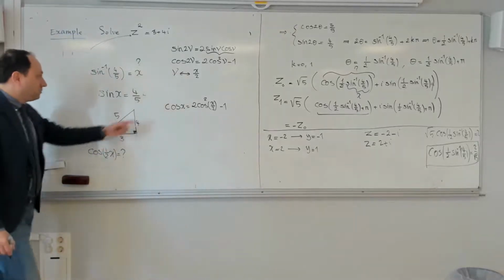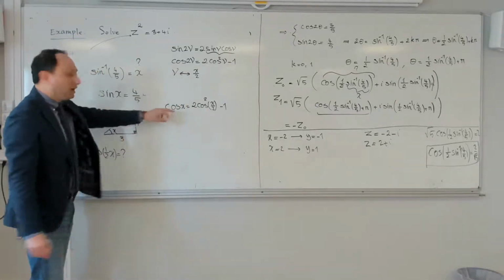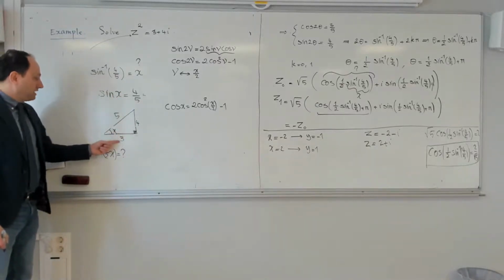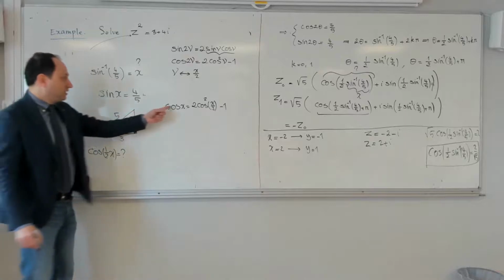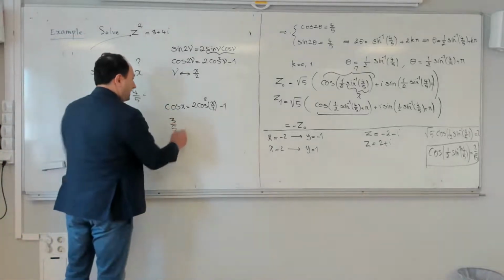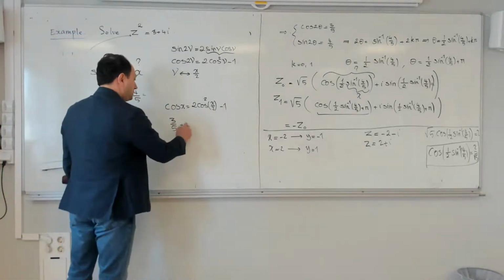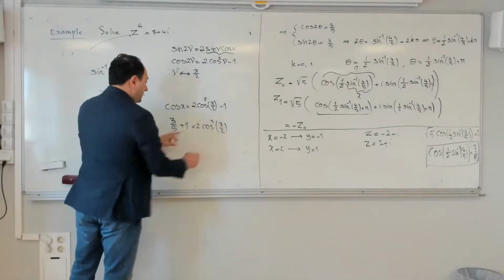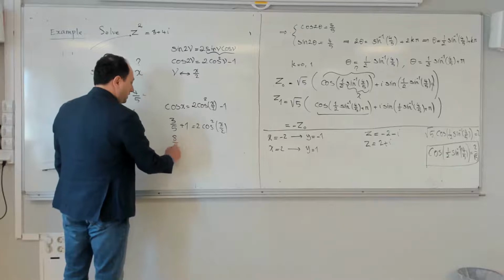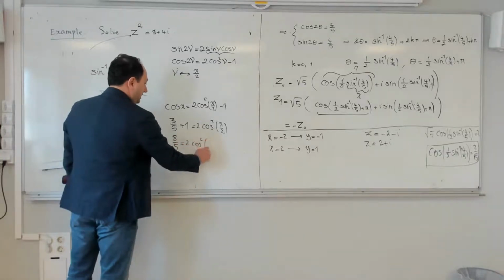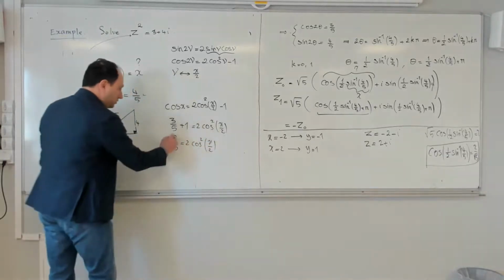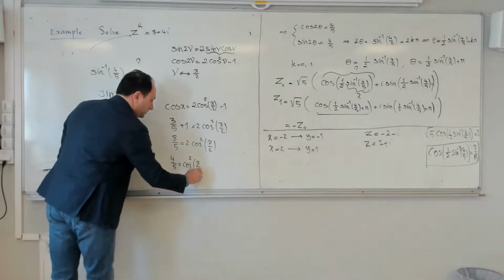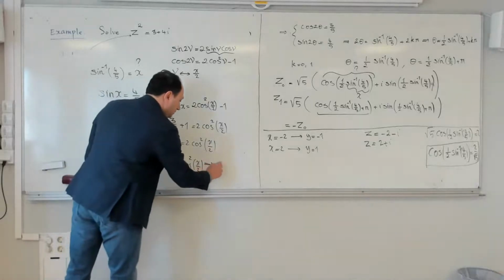And now you see my question mark is here. But do I know cosine? Yes, because sine is 4 over 5, so cosine is the adjacent side divided by that. So this becomes 3 over 5. And let me move 1 to the right. It becomes plus 1 is equal to 2 cosine squared x over 2. And then if I add them, it becomes 8 over 5 is equal to 2 cosine squared x over 2. And then I divide by 2, it becomes 4 over 5 is equal to cosine to the power of 2 x over 2. And then I take the square root.